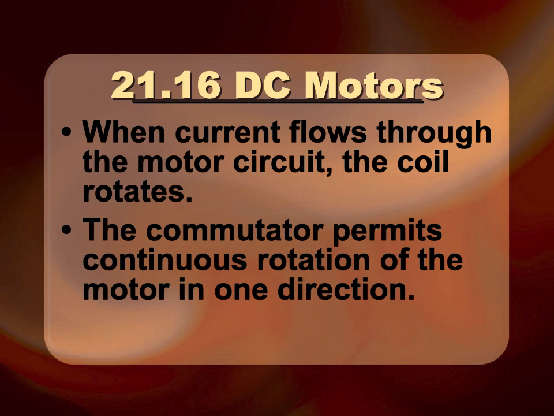When current flows through the motor circuit, the coil begins to rotate, and the commutator permits continuous rotation of the motor in one direction. So it's a little fancier than this. I'm not going to get into the details of it, but the basic principle of a DC motor is the fact that you have a magnetic field and an electric current, and then you've got a loop of some kind so that you have pressure up and down on it, and that causes it to spin. So motors are built around this concept of current electricity and magnetism.